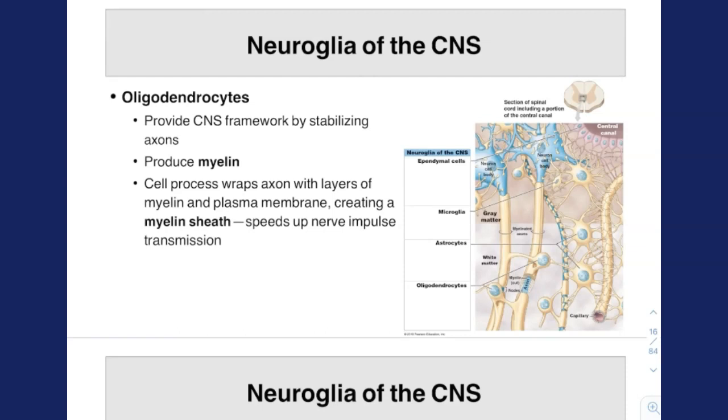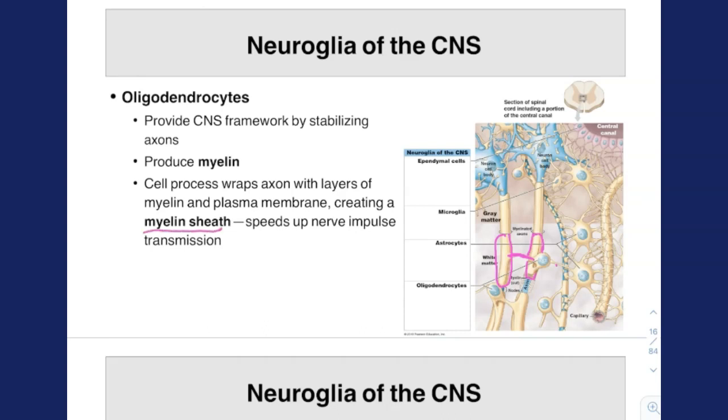Oligodendrocytes are rather funny. Oligo means many, and these are many branched. You can see one branch here, and what it does is wrap its plasma membrane around multiple cells, more than one cell at a time. And that plasma membrane wraps around and around and around and forms myelin.